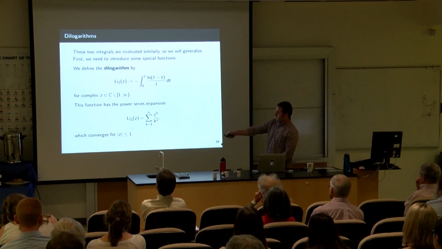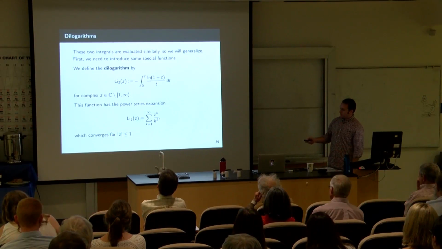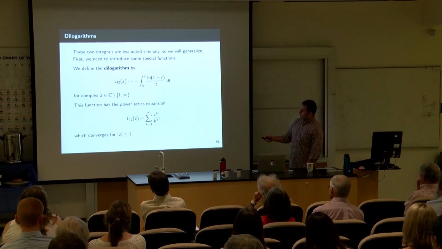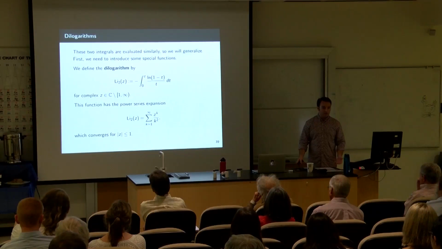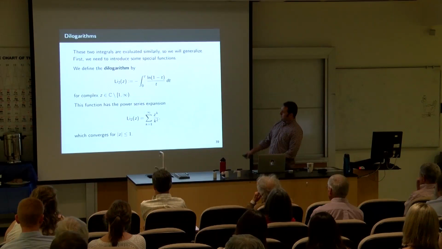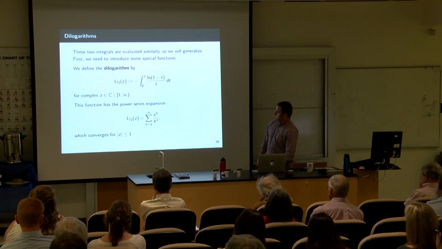So this converges for z less than or equal to 1 in absolute value. Now, one thing to note here is that if z is 1, then this sum is just the sum of 1 over k squared. And that's the Riemann zeta function, zeta of 2. So that's where these dilogarithms come into play with the zeta function values.